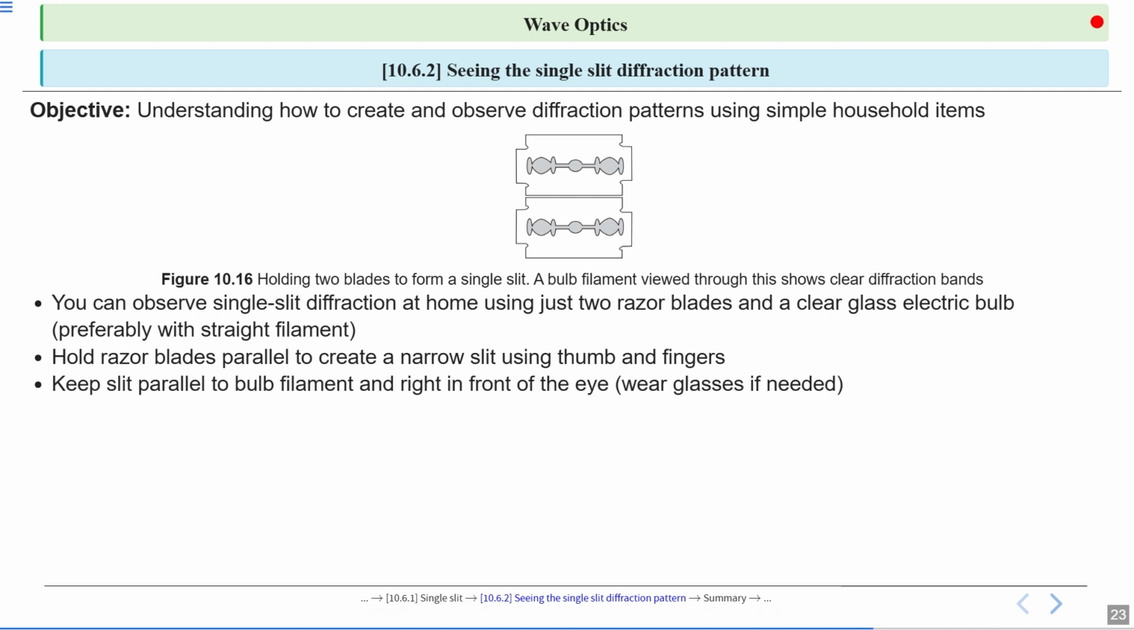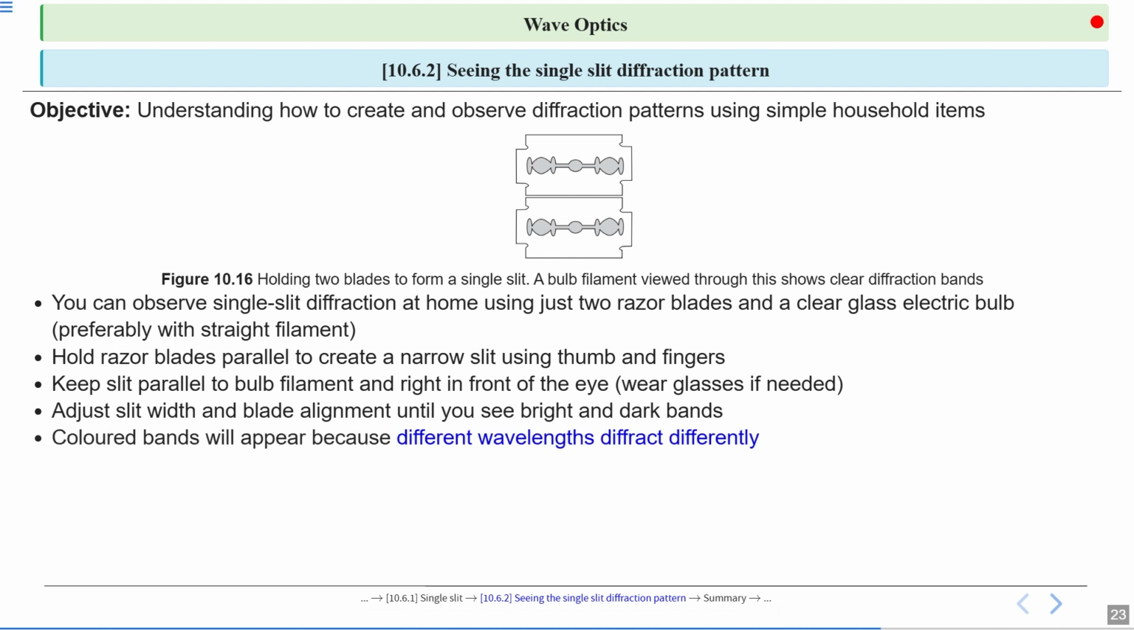Now position the slit parallel to the bulb filament and right in front of your eye. If you wear glasses, keep them on to ensure a clear view. This alignment is crucial for observing the diffraction bands. Adjust the width of the slit and alignment of the blades until you start seeing bright and dark bands. These bands are the diffraction patterns we are looking for, and they demonstrate how light waves interfere with each other.